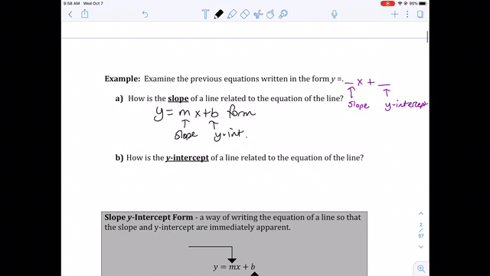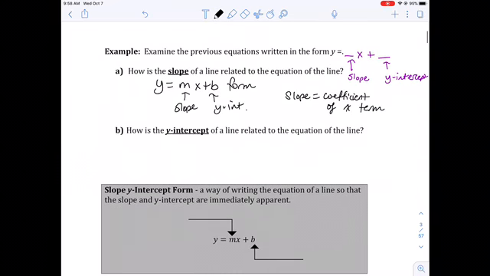How's the slope defined? The slope is the coefficient of x, the number in front of the x variable. That's our coefficient there. And how's the y-intercept? The y-intercept is the constant. But it has to be in this form.